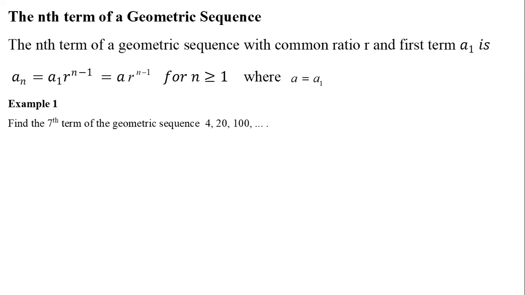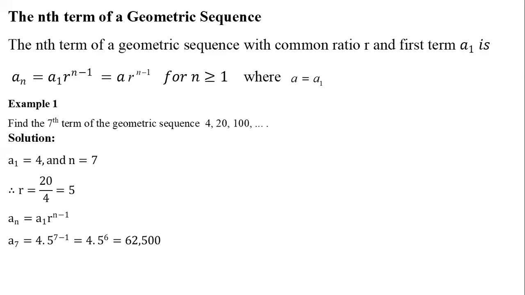Do you understand? What is 5 raised to power 6? 5 raised to power 6 is 15,625, times the first term, which is 4. Then it means the seventh term of this sequence is going to be 62,500. Let's look at the solution.